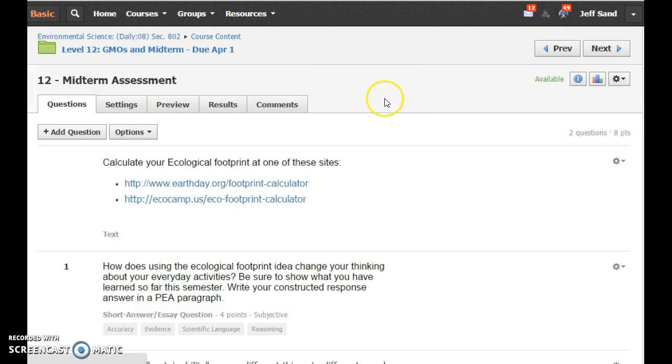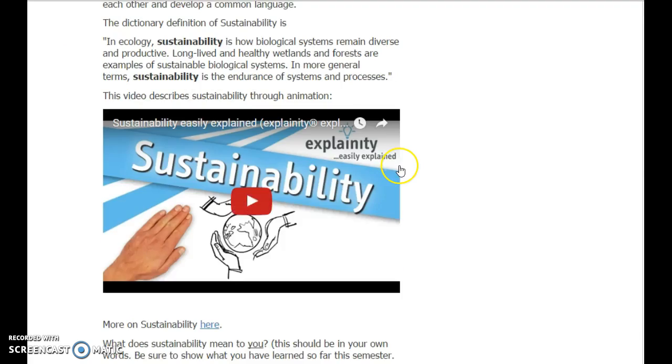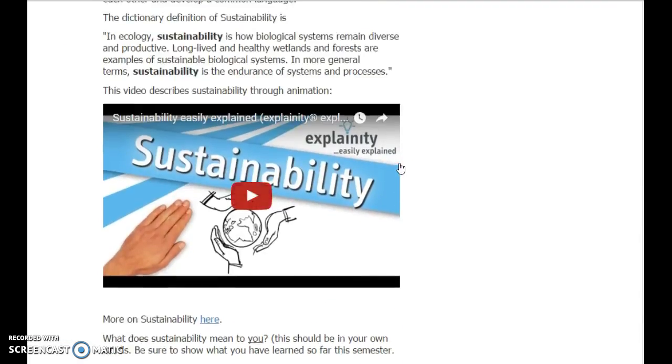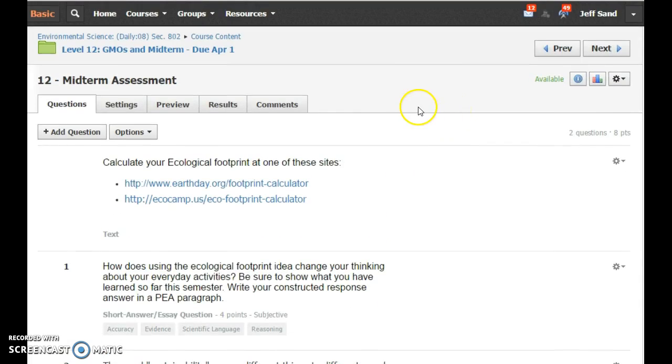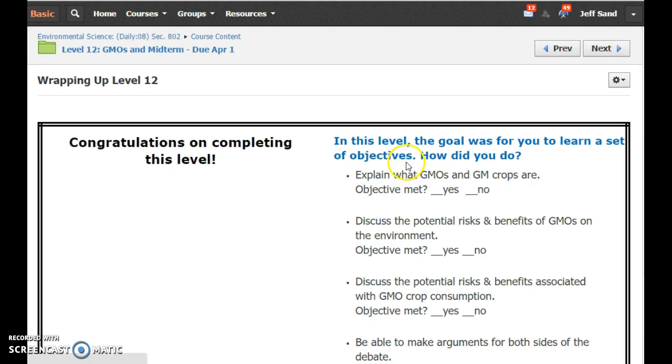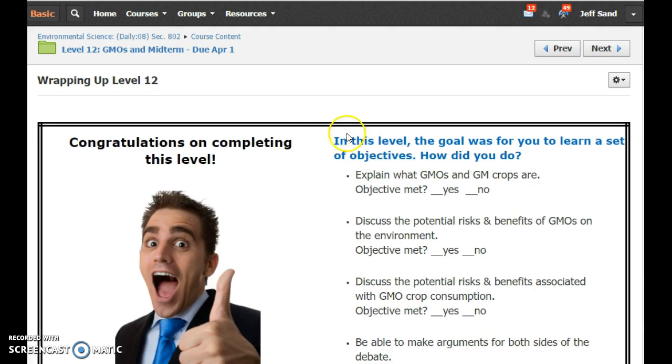And then it is midterm, so there is the same midterm here that you've taken before, and so you're just being tasked with taking it again, and we're just looking at what kind of progress you are able to demonstrate on these questions. And that's it. That's level 12.